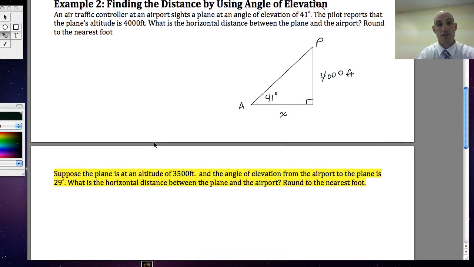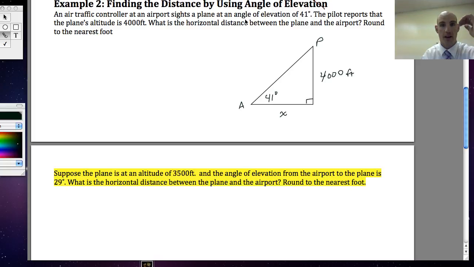Let's use trig ratios to actually solve a problem using this. An air traffic controller at an airport sights a plane at an elevation of 41 degrees. Here's the air traffic controller, and here's the plane. They look up at a 41 degree angle. They notice that it's the 4,000 foot mark for the plane. So the plane is 4,000 feet. We can figure out the horizontal distance between the plane and the airport using trig ratios.